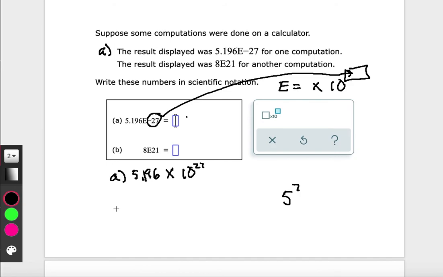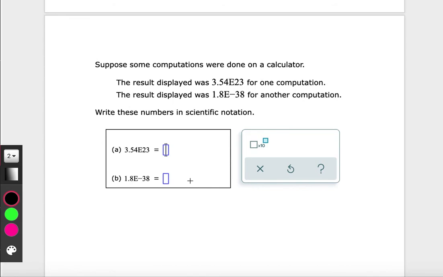Letter B is going to be 8, and then the E stands for times 10, and then my power is 21. That's a huge number. That's an 8 with 21 zeros after it, so that's a really, really big number. All right, let's look at one more. This first number, 3.54 E 23, is already written in decimal form, so leave it. So 3.54, and then the E stands for times 10, and then we put 23 as our power.